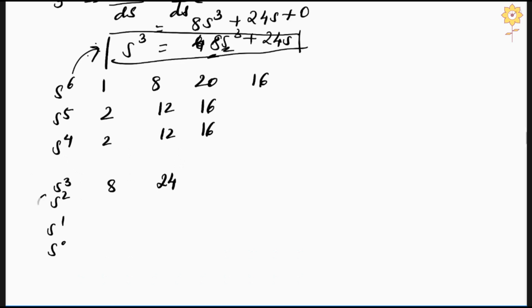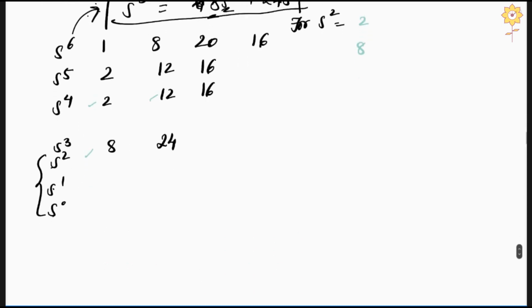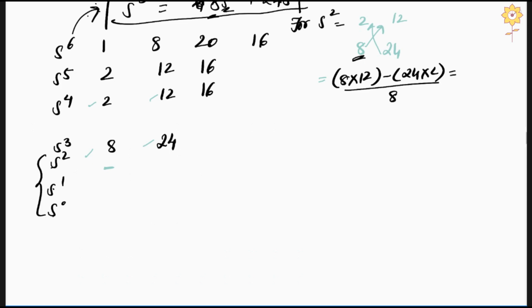Okay, now let us move ahead to find out values of these 3 rows, that is S2, S1 and S0. So, for S2, what we will do? We will be using these 2 values. So, we have 2 and 8, and then we will be using these 2 values, that is 12 and 24 for this location. Okay. So, we will cross multiply, and after cross multiplying we start from 8. So, 8 into 12 minus 24 into 2 upon 8. Okay. So, you will calculate and you will get the answer.